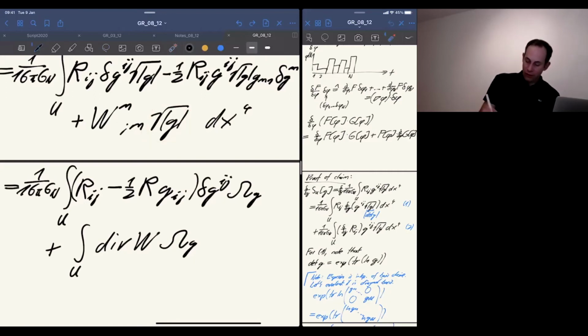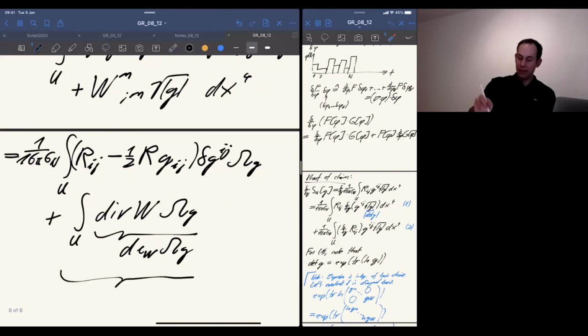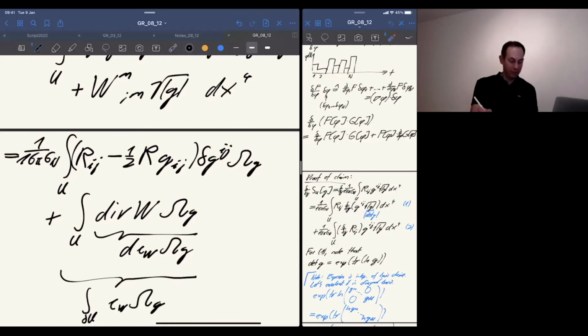Now, what's the divergence? The divergence, remember, was defined as the exterior derivative of iota of the vector field applied to the volume form. And now this is nice, because what is an integral applied to an exterior derivative? That's, of course, the same as the integral over the boundary of u times the thing that is inside of the exterior derivative, which is something like this. But notice now that this is just there for a boundary term.